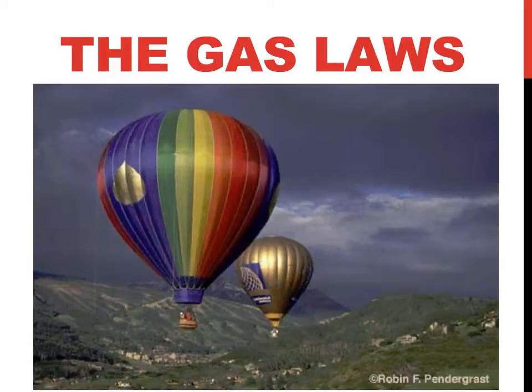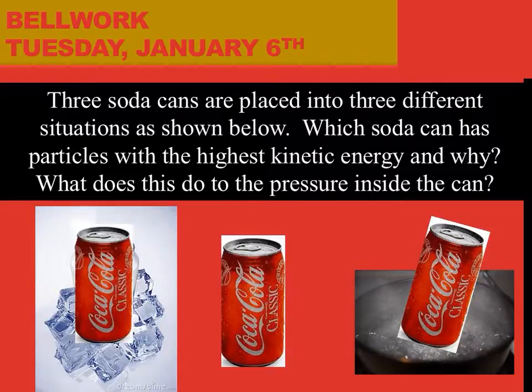Okay, this is Gas Laws, Part 2 Notes. The bell work was comparing three different soda cans. You have Coke that's on ice, one that's regular, and then one that's in boiling water. And so it asks which soda has the can with the highest kinetic energy, and it would be the one that is boiling. So this one would have the highest kinetic energy, and the pressure inside the can increases because the particles begin to speed up.